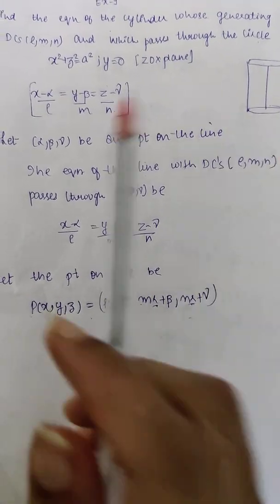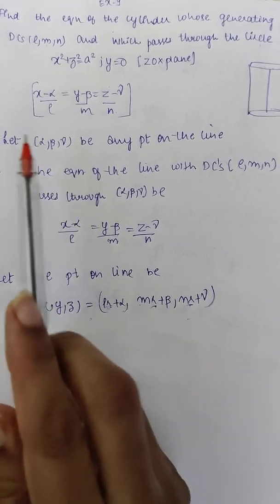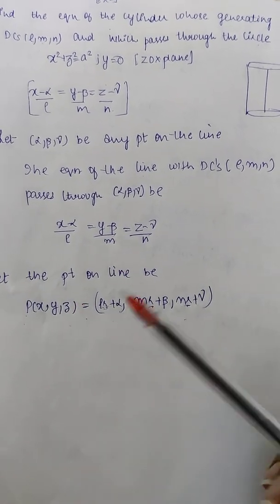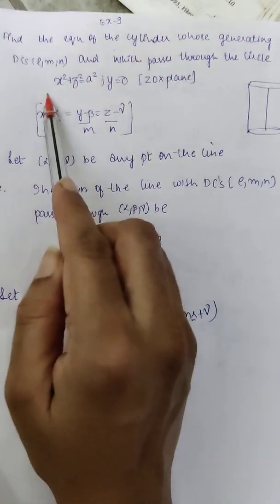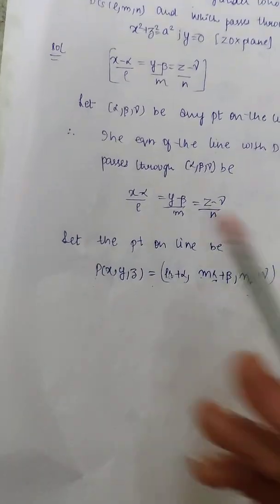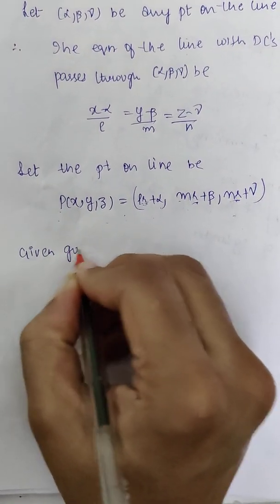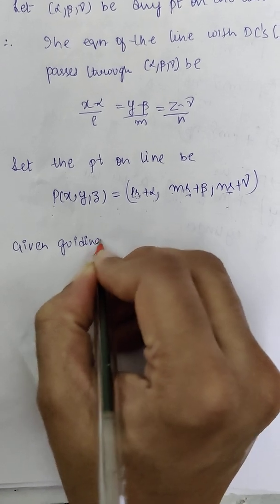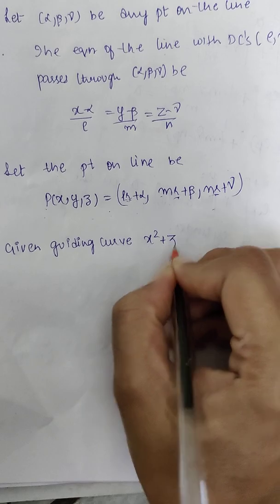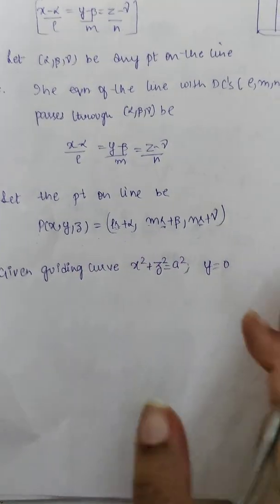So I'm repeating once again: you take a point on the generator from your side, then in step 2 you construct the line, and in step 3 you find the point on the line. Now step 4: why is this guiding curve given to us in the question? I have to use it somewhere. So now I'm going to take my guiding curve. I'm going to write: the given guiding curve is x squared plus z squared equals a squared, y equals 0. So how am I going to use this, girls?